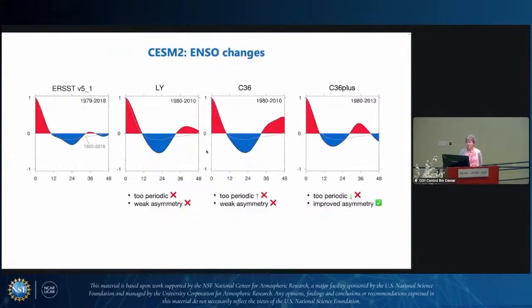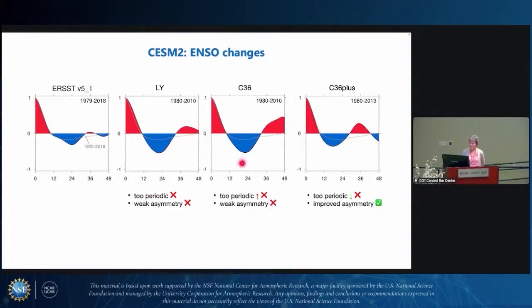When we look at ENSO, what I'm showing here is the autocorrelation. This is from the ERSST from this period, which is the closest available match to the time period of our simulations. The longer term variability is shown on the light gray curve for reference. So just to give very broad sweeping statements about what the biases are in ENSO, for the default case, we can see that ENSO is too periodic and it has weak asymmetry compared to observations.